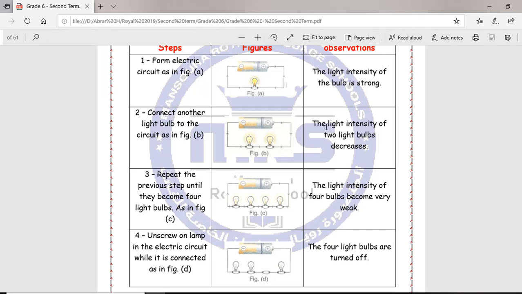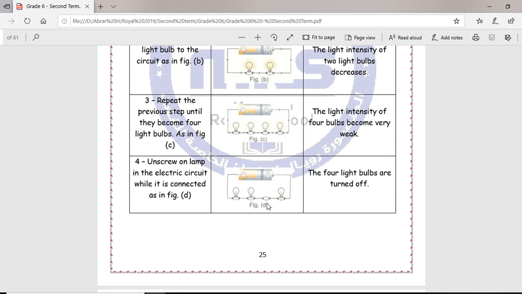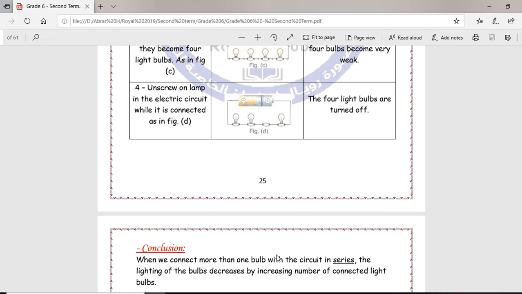By increasing the number of the lamps, we find out that the light intensity of the two light bulbs decreases. Let's increase them more. By increasing them more, we find out that the light intensity of the four bulbs becomes very weak. What will happen when we unscrew one lamp in the electric circuit while it's connected? It means that you cut off the electric current from the circuit. So we observe that the four light bulbs are turned off.